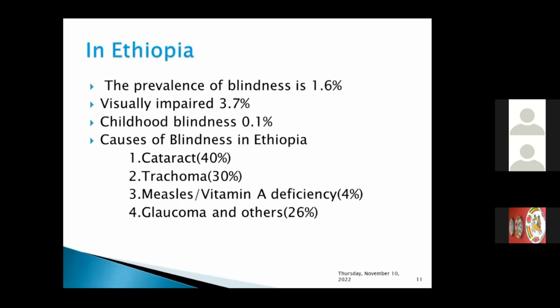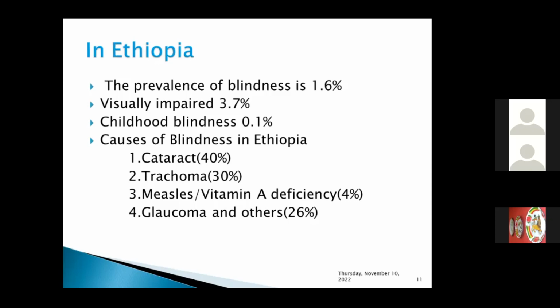Blind and visually impaired individuals in Ethiopia make up 3.7% of the total population. Childhood blindness is 0.1%. I want you to emphasize these numbers, especially those of you who are going to take the residency matching exam, because these are common questions. The rate of blindness in the country, and this kind of question, is common.